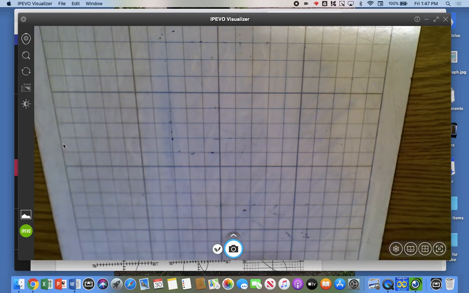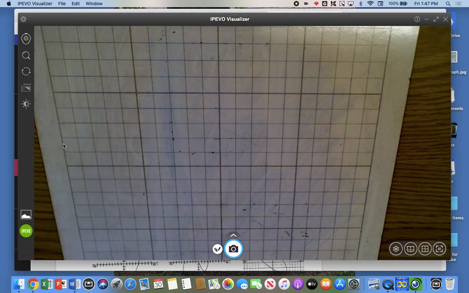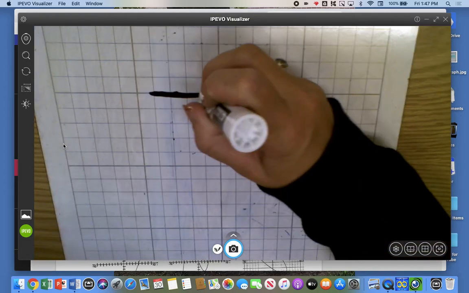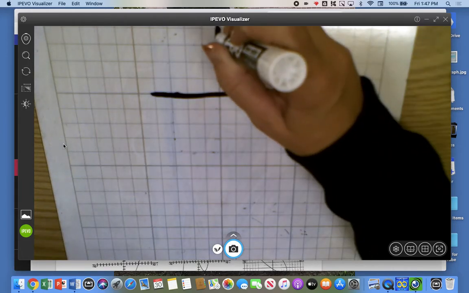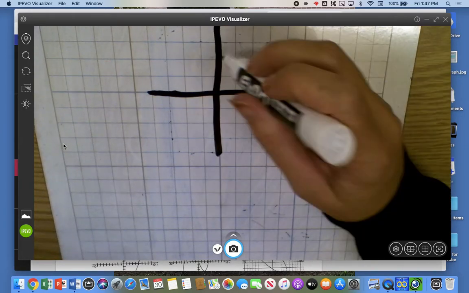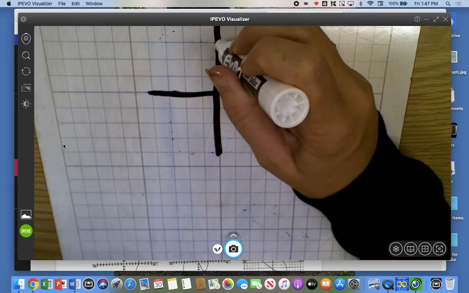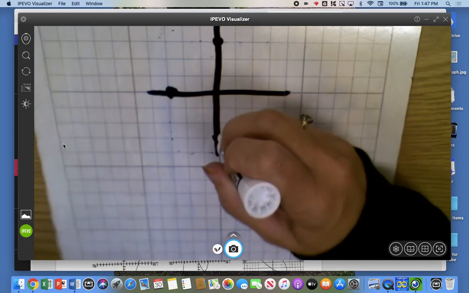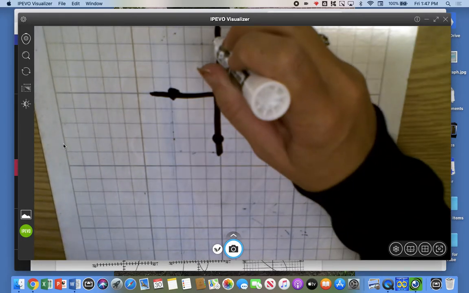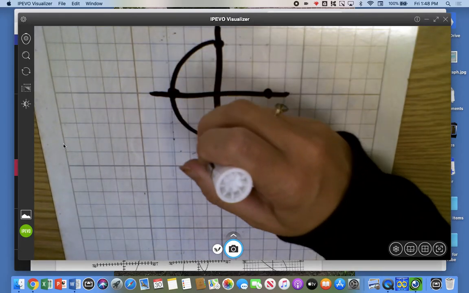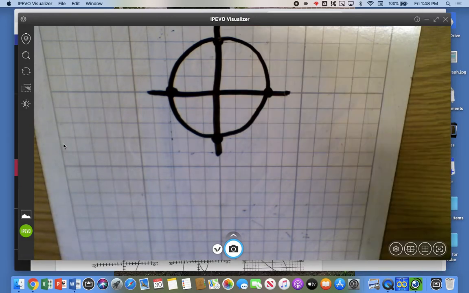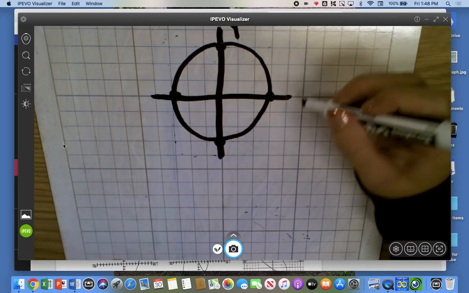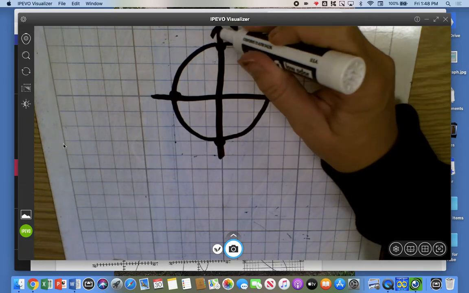All right, so let me try to do a smaller graph this time. All right, so I'm talking about a perfect circle here. It's not the best, but it's a pretty decent circle. So our y-axis is here and our x-axis is here.